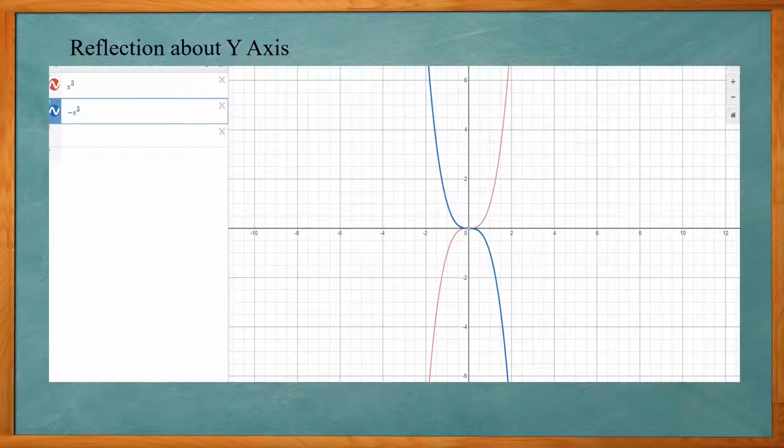So here we have in red x to the third power, and in blue negative x to the third power. So we can see here, if any point was over here, now it's over here. Likewise, if it was over here, now it's over here. So switch sides of the y-axis.